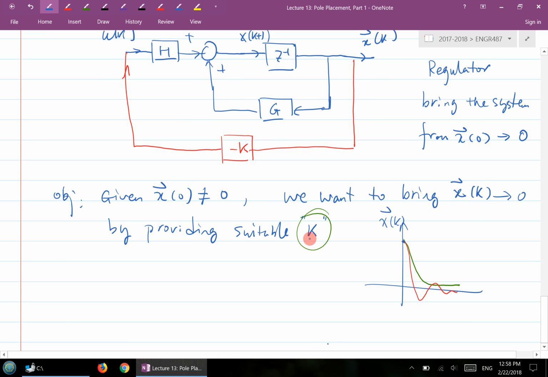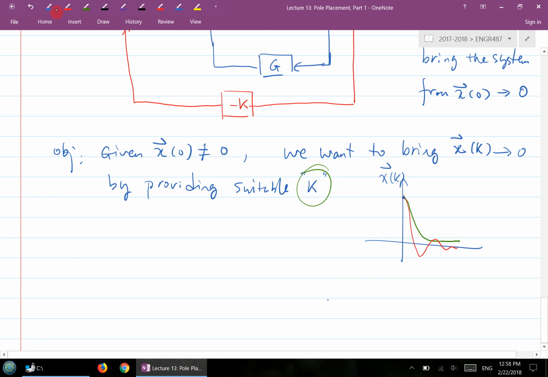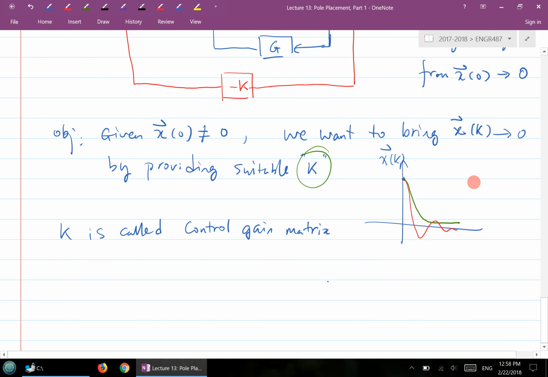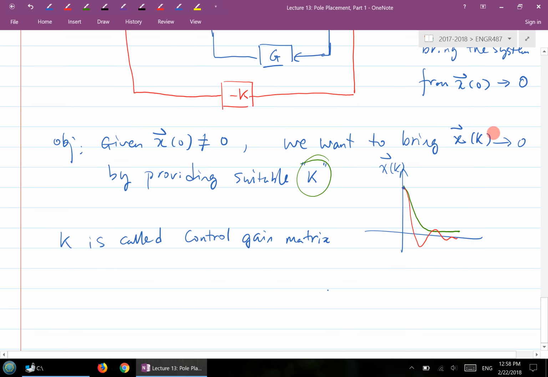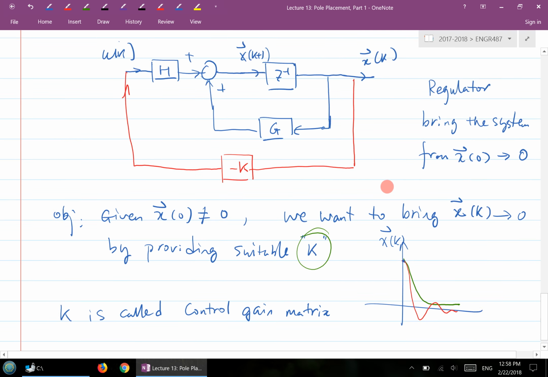We'll look at the detail, of course. The k here is called the control gain matrix. It's a gain matrix. This is a design parameter. So let's take a look at how the introduction of the k affects the response of the system.